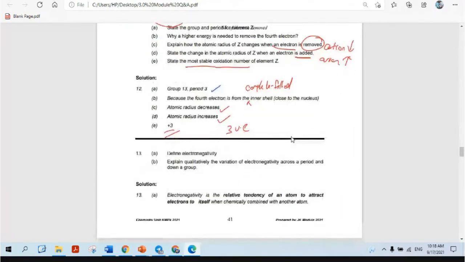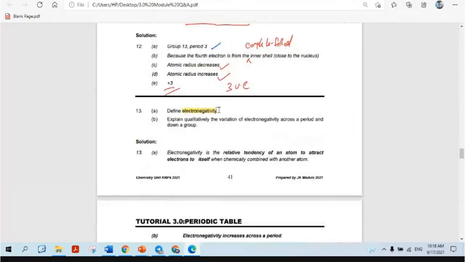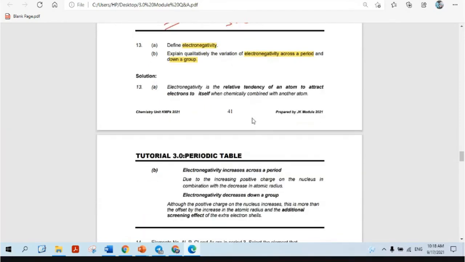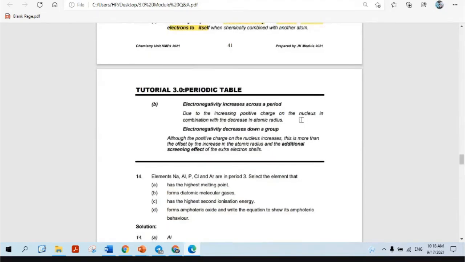Okay, if it is electronegativity, this question is simple: define, and then just give the general explanation because the question is in general. Explain qualitatively the variation of electronegativity across the period and going down the group. Based on here, this is the definition of electronegativity: the relative tendency of an atom to attract electrons to itself when chemically combined with another atom. Then what happens across the period?